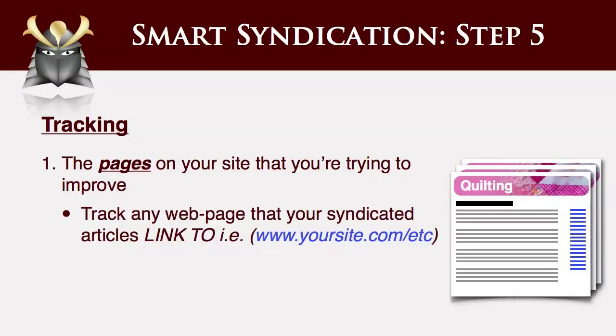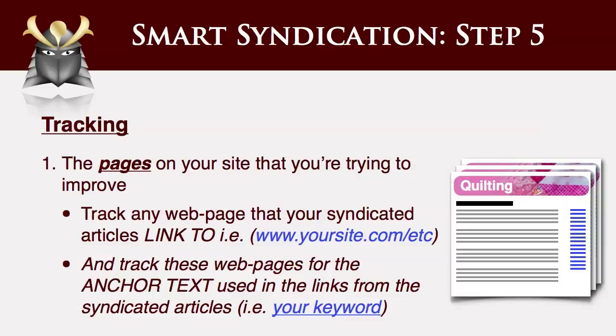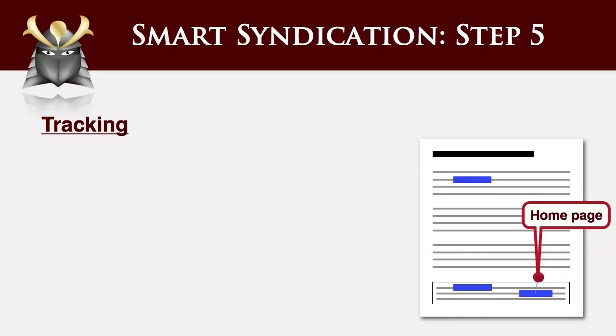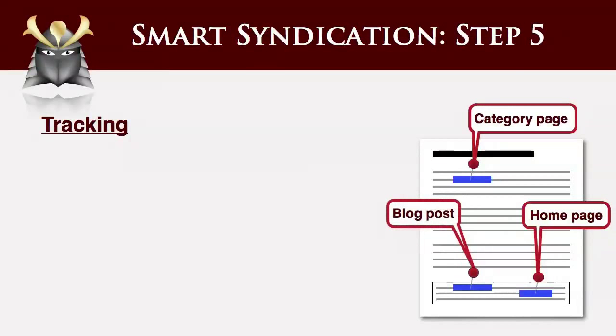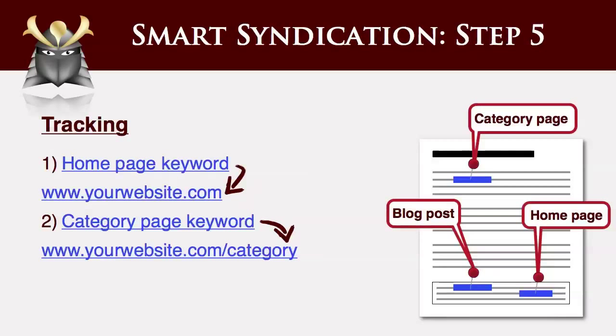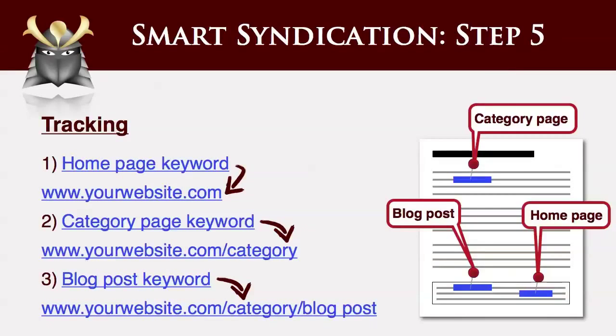So the rule of thumb is, track any web page that your syndicated articles link to, and track these web pages for the anchor text used in the links from the syndicated articles. So a typical syndicated article will link to your homepage, a category page, and a blog post. So make sure that you track those 3 web pages. Use the anchor text that you use to link to your homepage as the keyword to track your homepage. Use the anchor text that you use to link to your category page to track your category page. And use the anchor text that you use to link to your blog post to track your blog post.